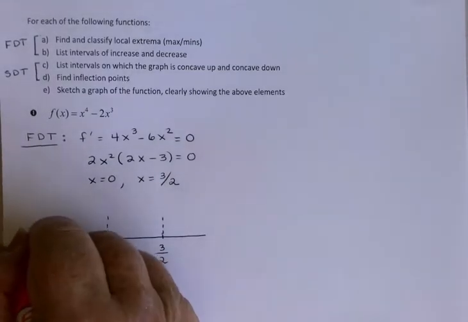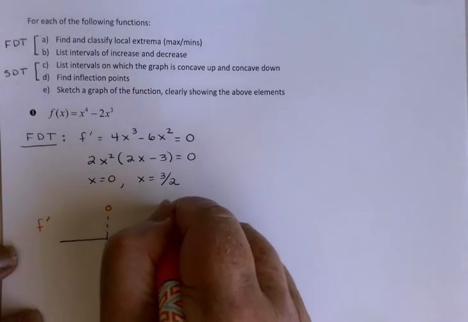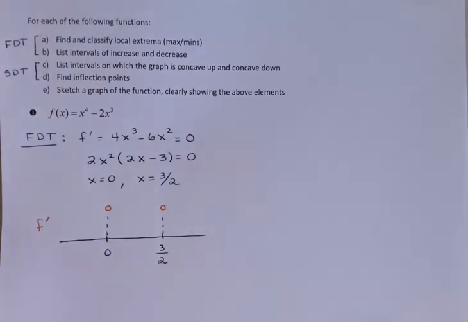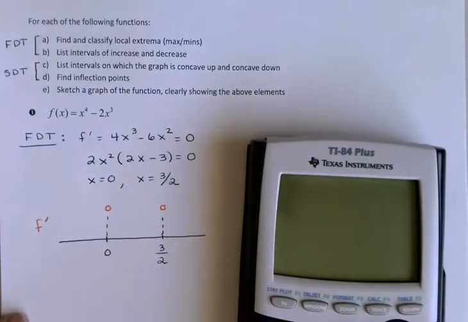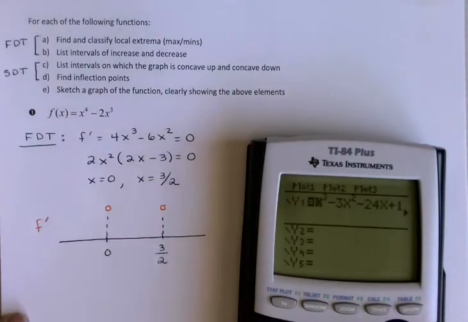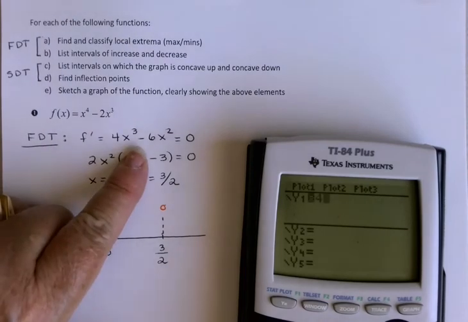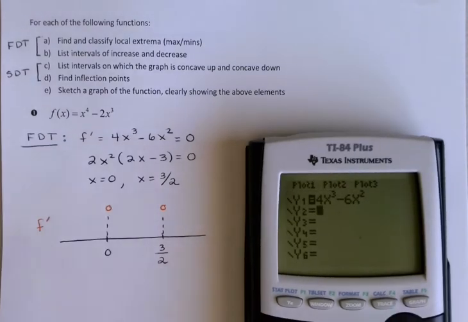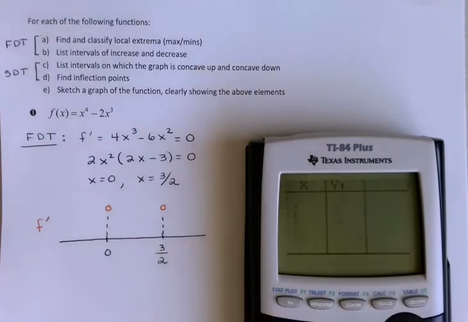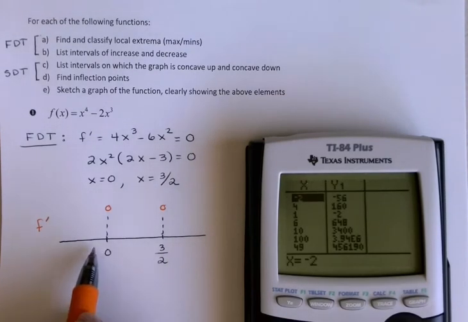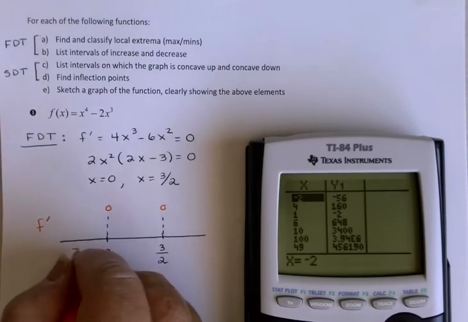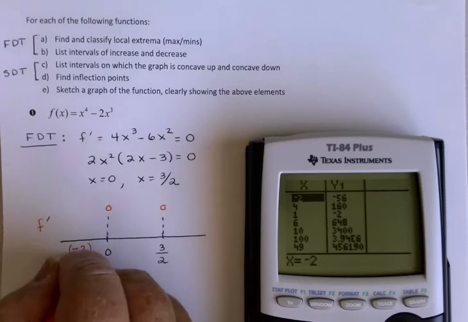I know that my first derivative is 0 at both of these places. That's how I found those numbers in the first place. And then if I want to go ahead and test some values, let's just put that first derivative in the calculator. That way I can use the table. And I'll pick a test value in this furthest left interval. Anything less than 0 will do. Let's do -2.